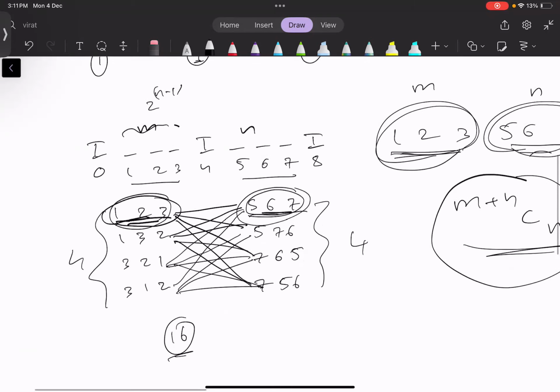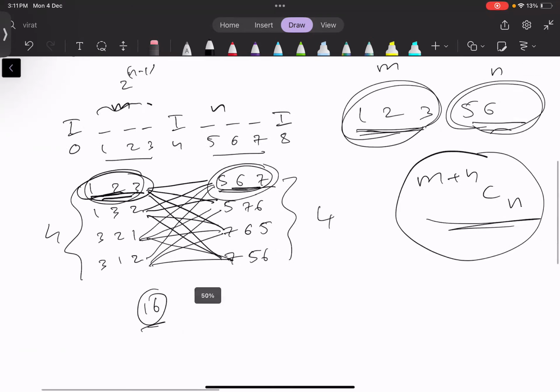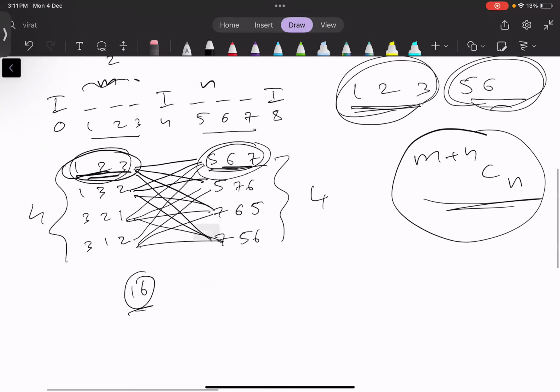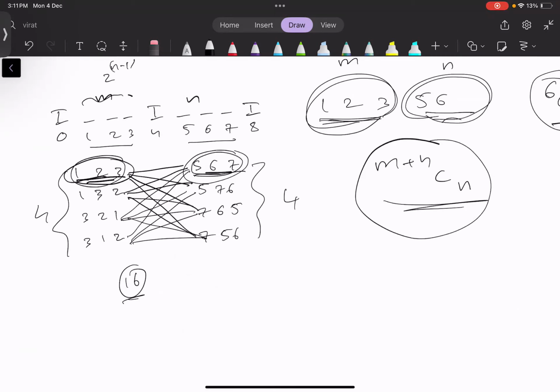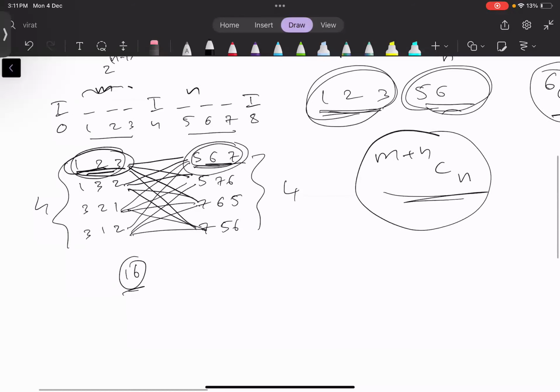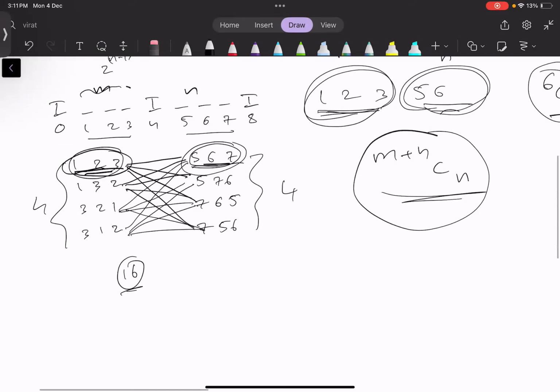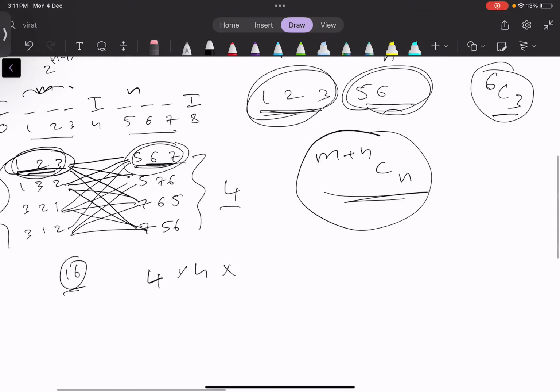Okay. So now we have ourselves a little bit of a formula, right? So in this scenario, our total number of possibilities will be what? It will be 4 into 4 into 6C3, right?